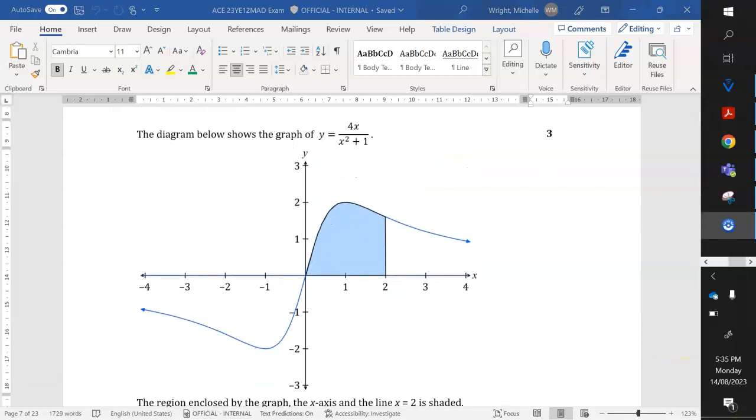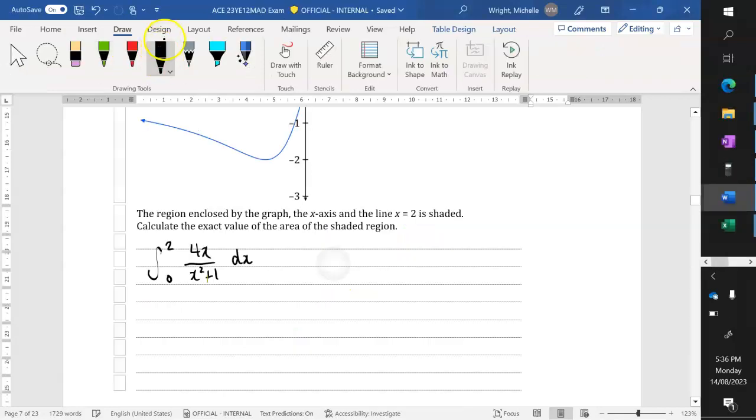Overall, this question was not done very well. What a lot of people tried to do was look at it as one curve, being that top curve there, and another curve, being the line x equals 2. And there aren't two curves in there. It's basically finding the area under the curve 4x over x squared plus 1 between x equals 2 and x equals 0. So what you're trying to find is the integral of the curve between 2 and 0.